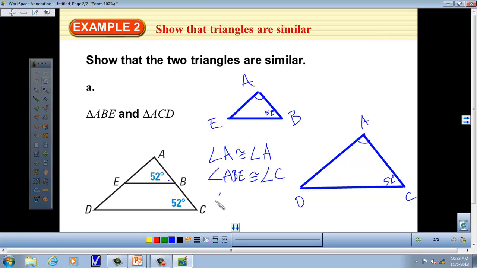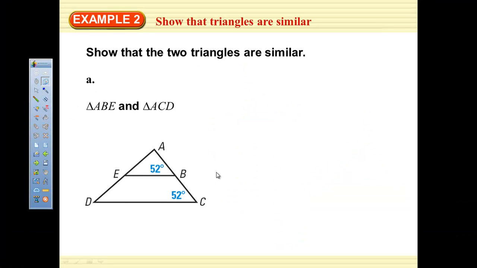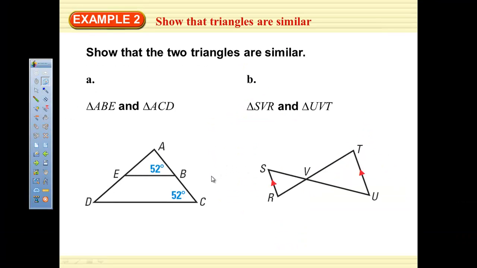So now we can say triangle ABE is similar to triangle ACD by angle-angle triangle similarity. Okay? And again, draw the triangles separately so you can see that.